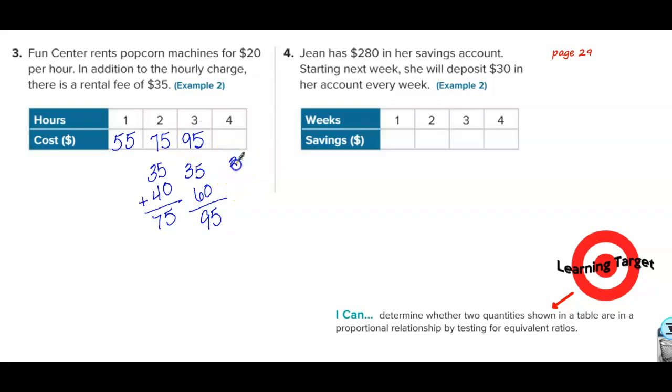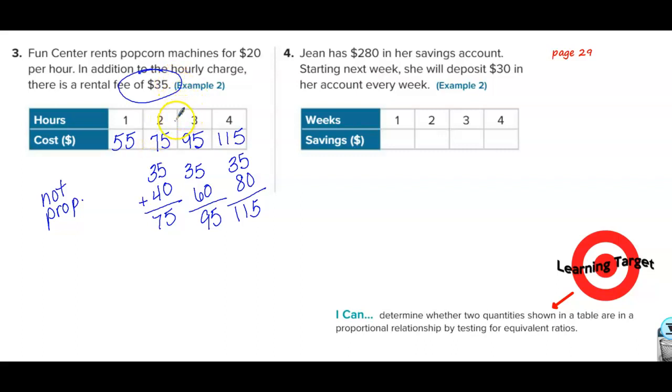And finally, if you had 4 machines, it would be $80, and you would have $115. Now, this is not proportional. And the reason that this is not proportional is because of this rental fee. They're not charging that rental fee for every machine.